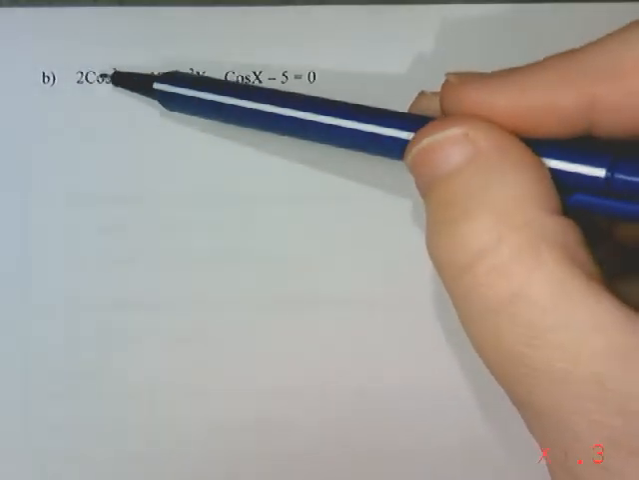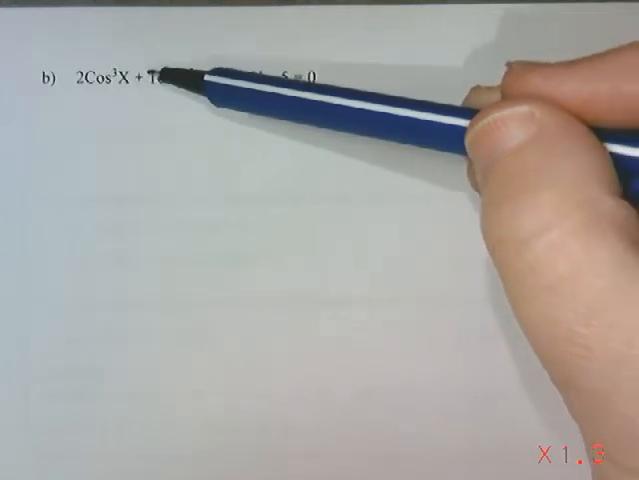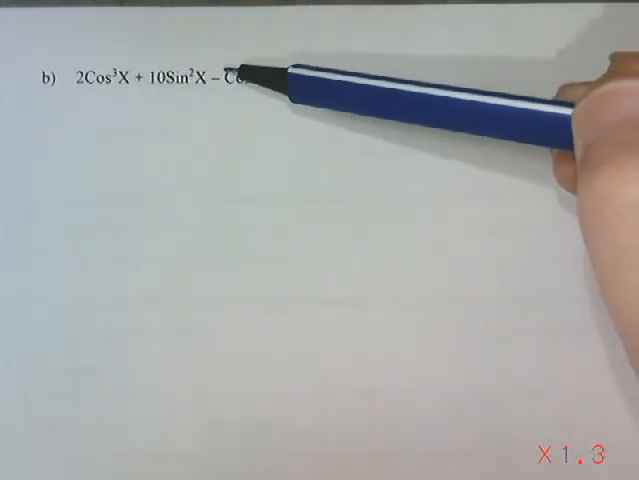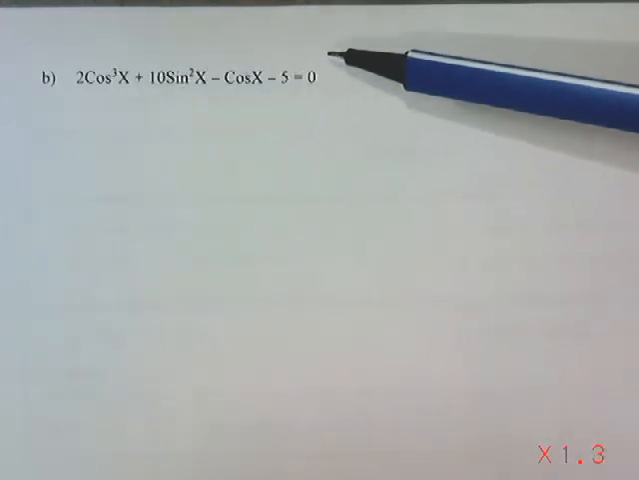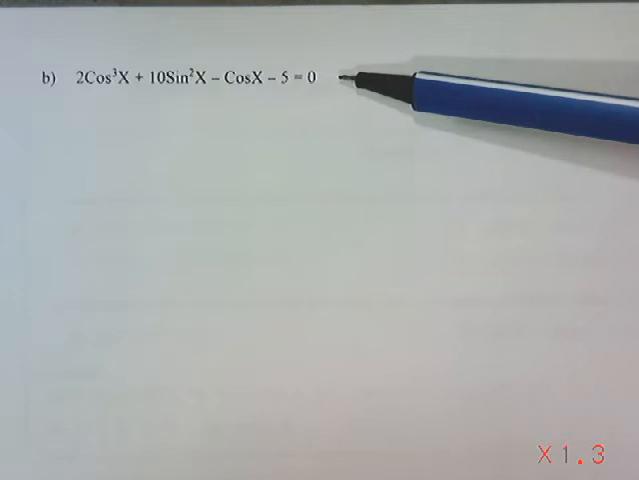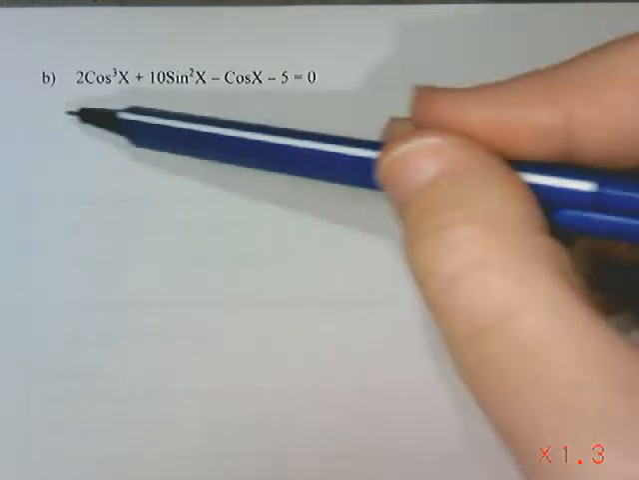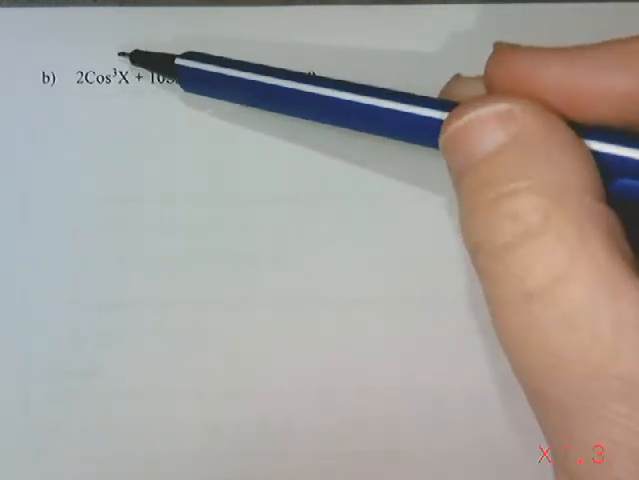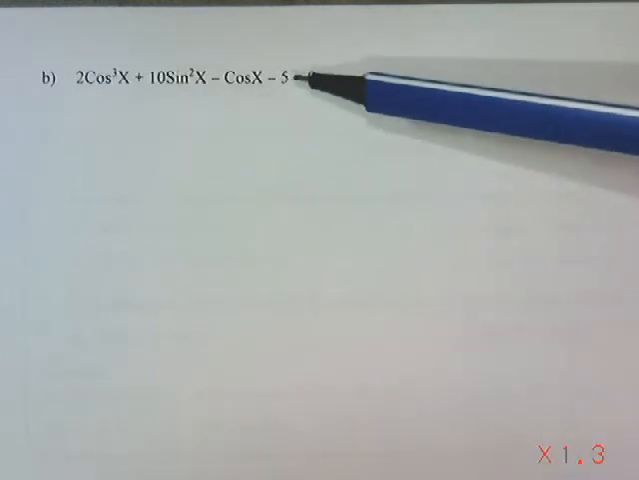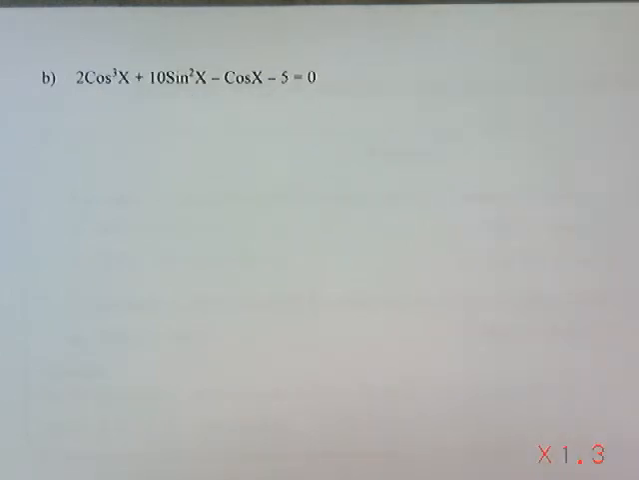This is part 2 of our video on solving trig equations with factoring. So this equation here says 2 cosine cubed x plus 10 sine squared x minus cos x minus 5 equals 0. And I would like to figure out what value of x I could put in this that would make this whole thing equal 0.